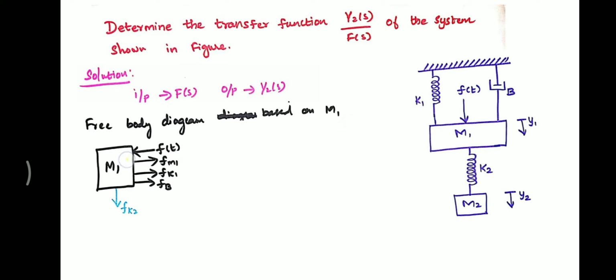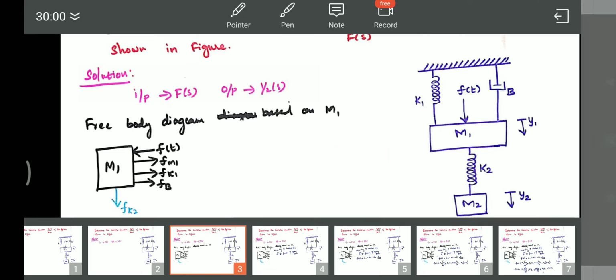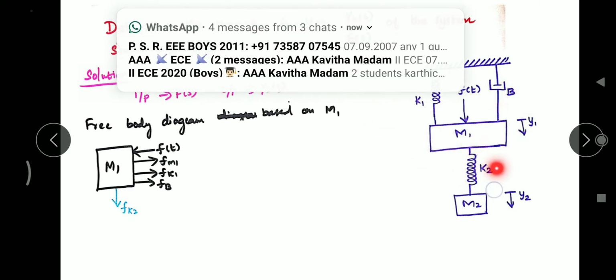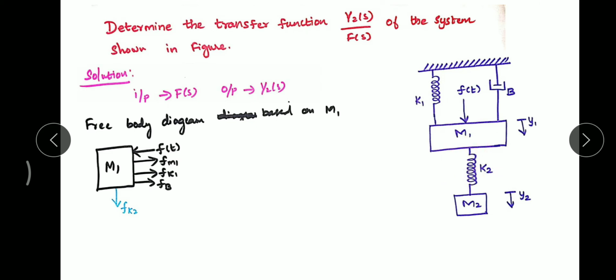So this is mass 1, and in this particular node there is one separate input force f of t, and then f m1, f k1, f b1. These are all the opposing forces. So there will be an opposing force due to m1, k1, b1, and there will be an opposing force due to this k2 also. This is the opposing force given by the spring k2. I'm giving some special color to this k2 because this is a double end element. This is connected between m1 and m2, so we need to use a separate formula for this term.